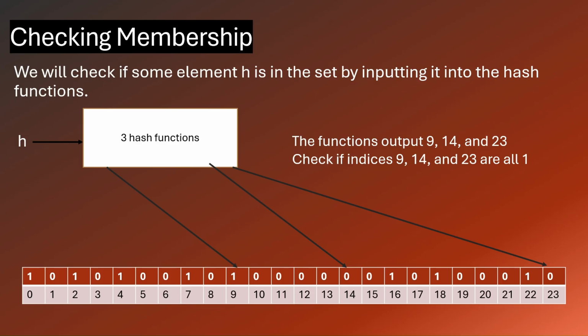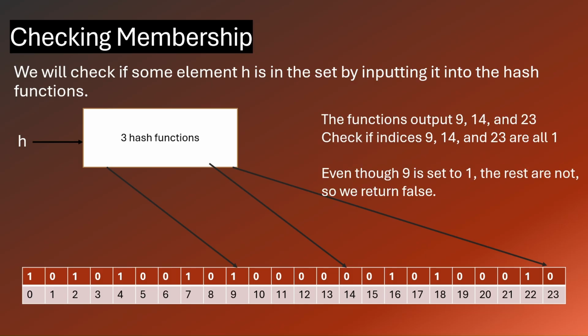So h goes into the 3 hash functions, and these functions output 9, 14, and 23. So we'll check indices 9, 14, and 23, and the bits at those indices are not all 1. As we can see here, they're 1, 0, and 0. Even though 9 is set to 1, the rest are not, so we return false. As long as one of these is 0, we will say that an element is not in the Bloom filter.